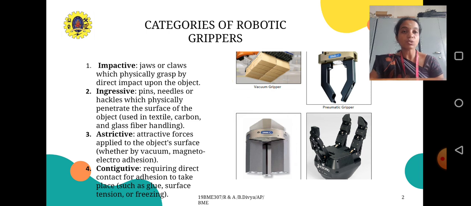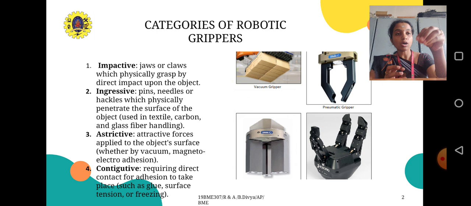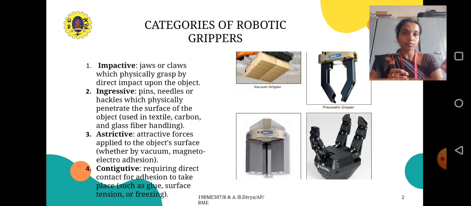Jaws or claws which physically grasp by direct impact upon the object. Where the end effector, that is the gripper, directly grips or picks up, grasps the object, is called impactive.